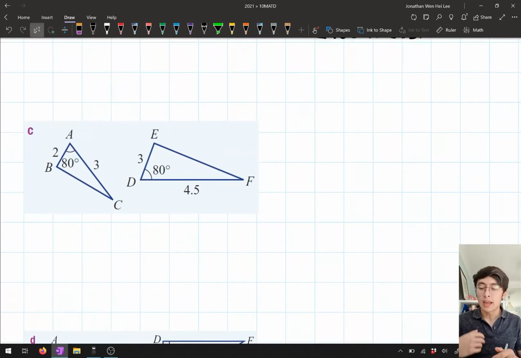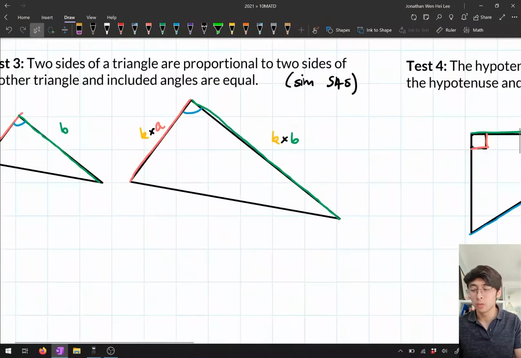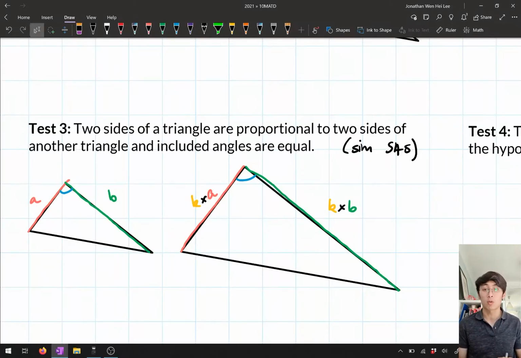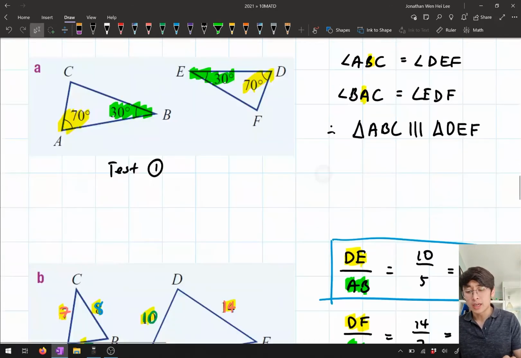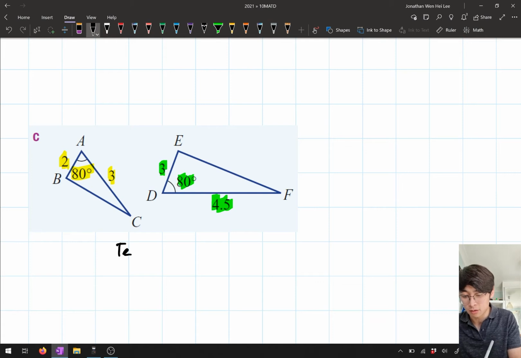Next one here. Now we've got my two triangles ABC and DEF again, and we just want to see what pieces of information we have in this diagram. So here we've got two sides in my first triangle and an angle in between. And in my second triangle, I've got also two sides and the angle in between. And so if we look at our four tests, this one looks a little bit like test number 3. Two sides of a triangle are proportional to two sides of another triangle, and the included angle are equal. So here, I've got my two sides and I've got the angle between them. So I'm probably going to be using test 3.